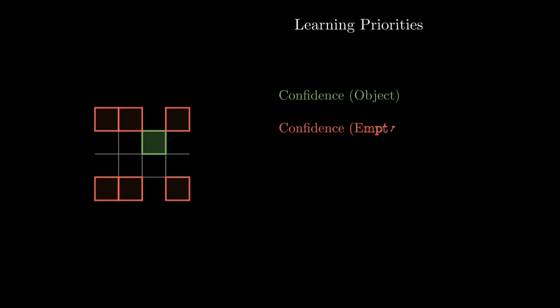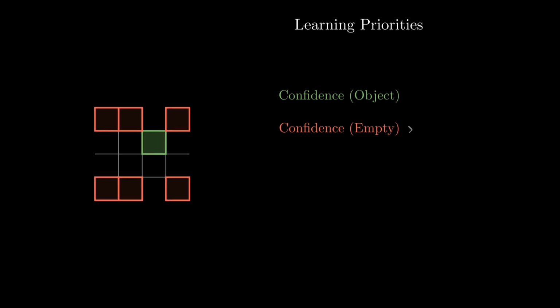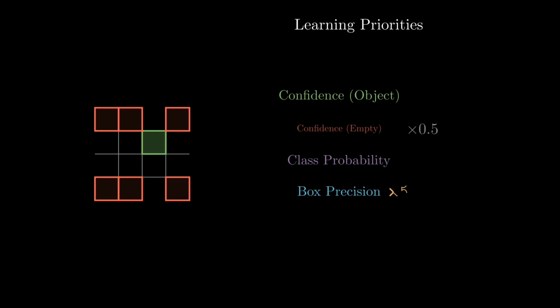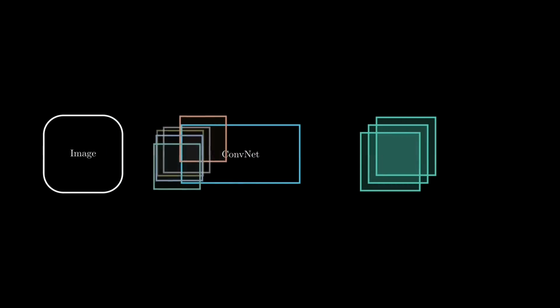Next comes confidence learning. Regions that truly contain objects are trained to produce high confidence, while empty regions are trained to produce low confidence. But since empty regions are far more common, their influence is deliberately reduced. Otherwise, the model would learn to always predict nothing just to be safe. Finally, the category predictions are trained, but only in regions where an object actually exists. There's no reason to classify emptiness. One final weighting increases the importance of getting box geometry right, ensuring the model focuses on precise placement.